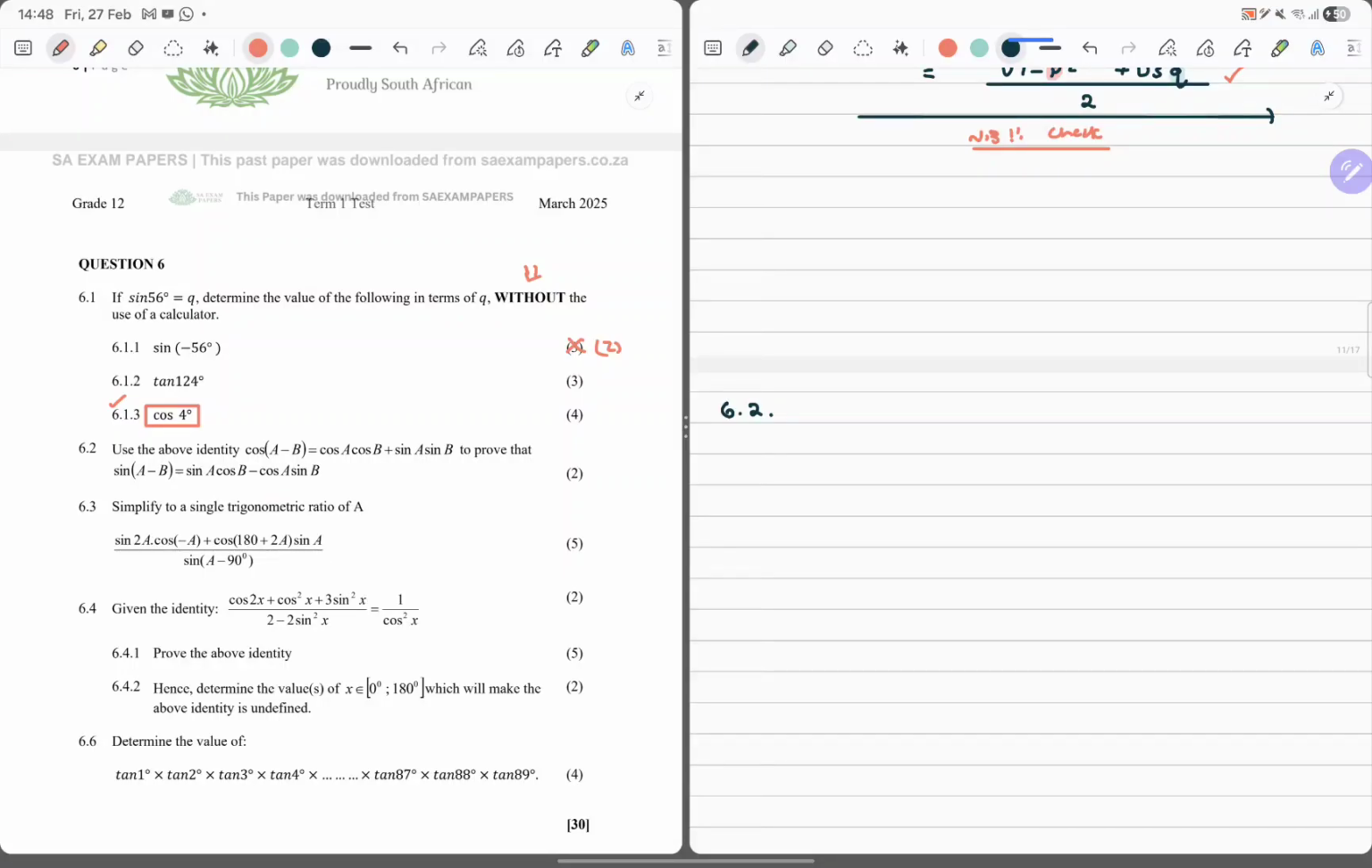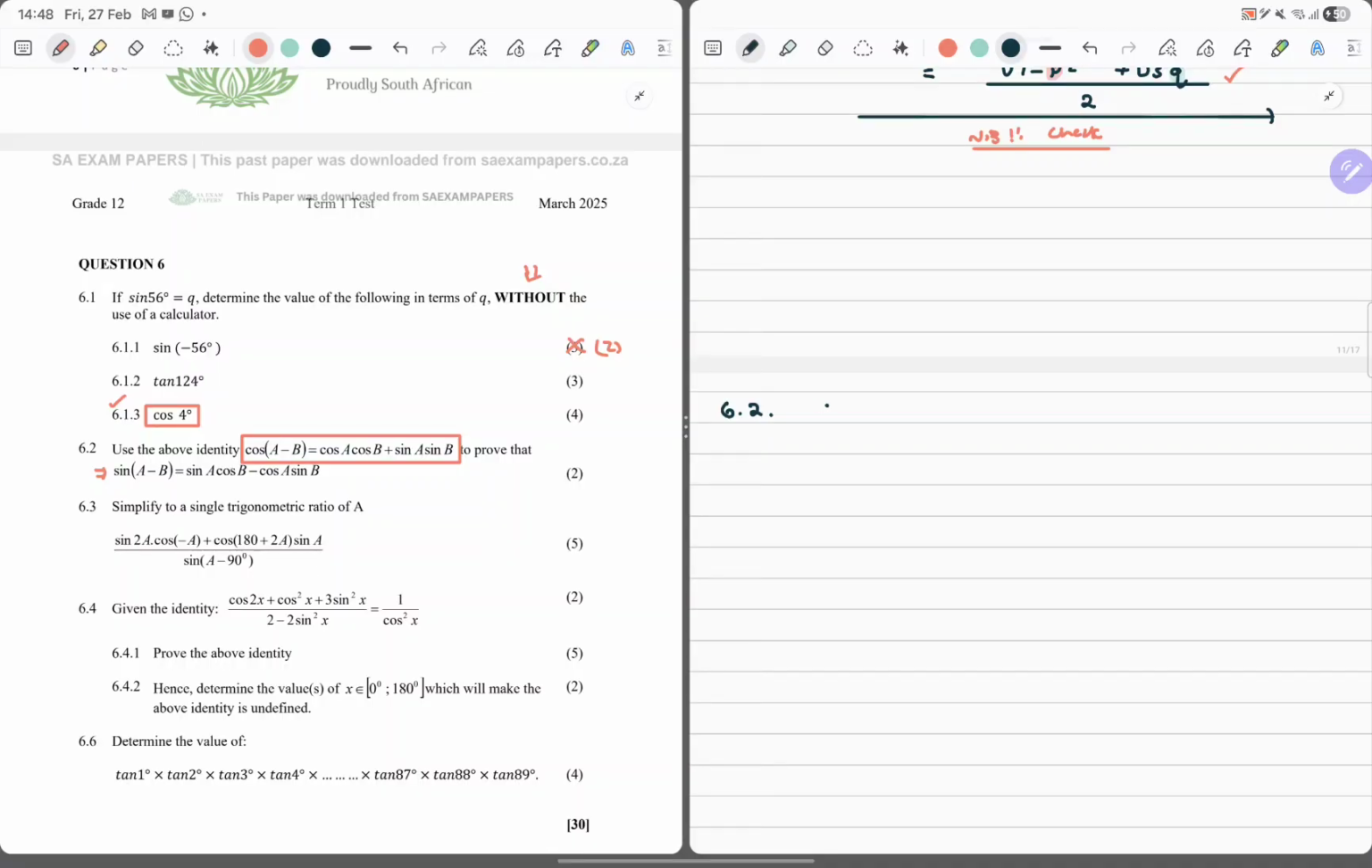6.2 says, use the identity of cos A minus B equal to cos A cos B. Can you see we just used this identity above? Now to prove this identity, again, proofs, guys, I have shown you. There's a video that I showed you where these identities came about, the compound angle identities as well as the double angle identities. You need to know those proofs.